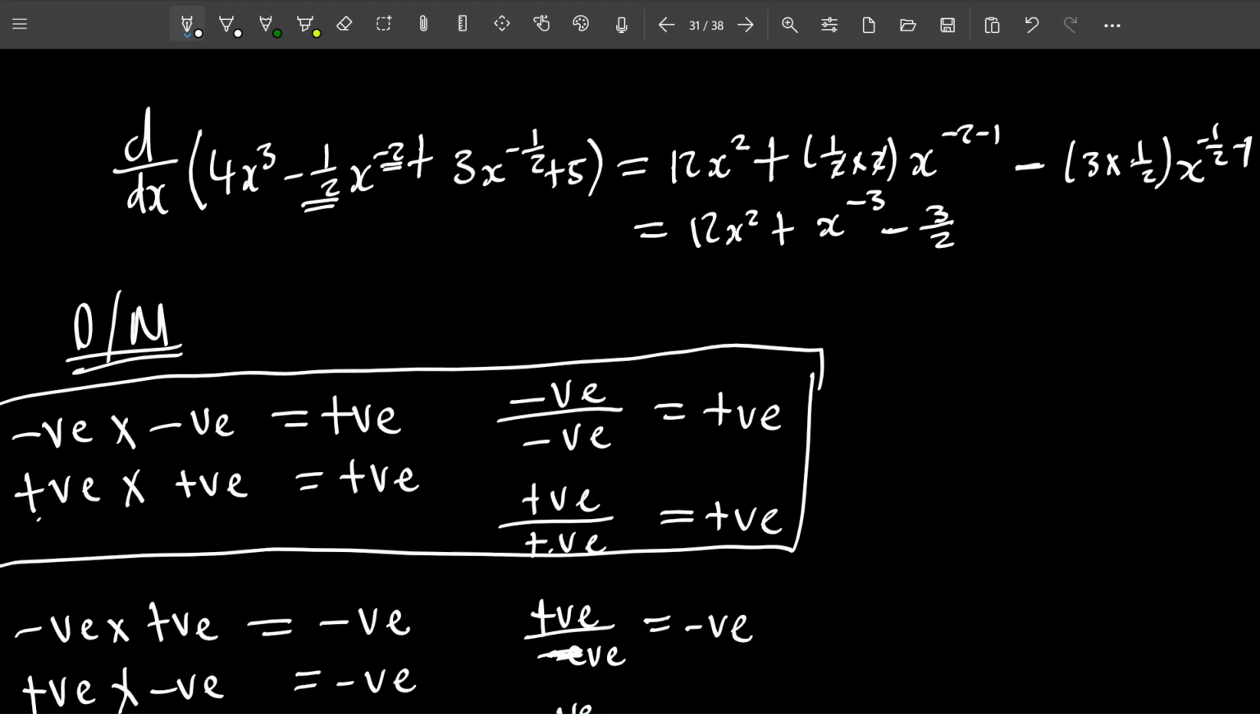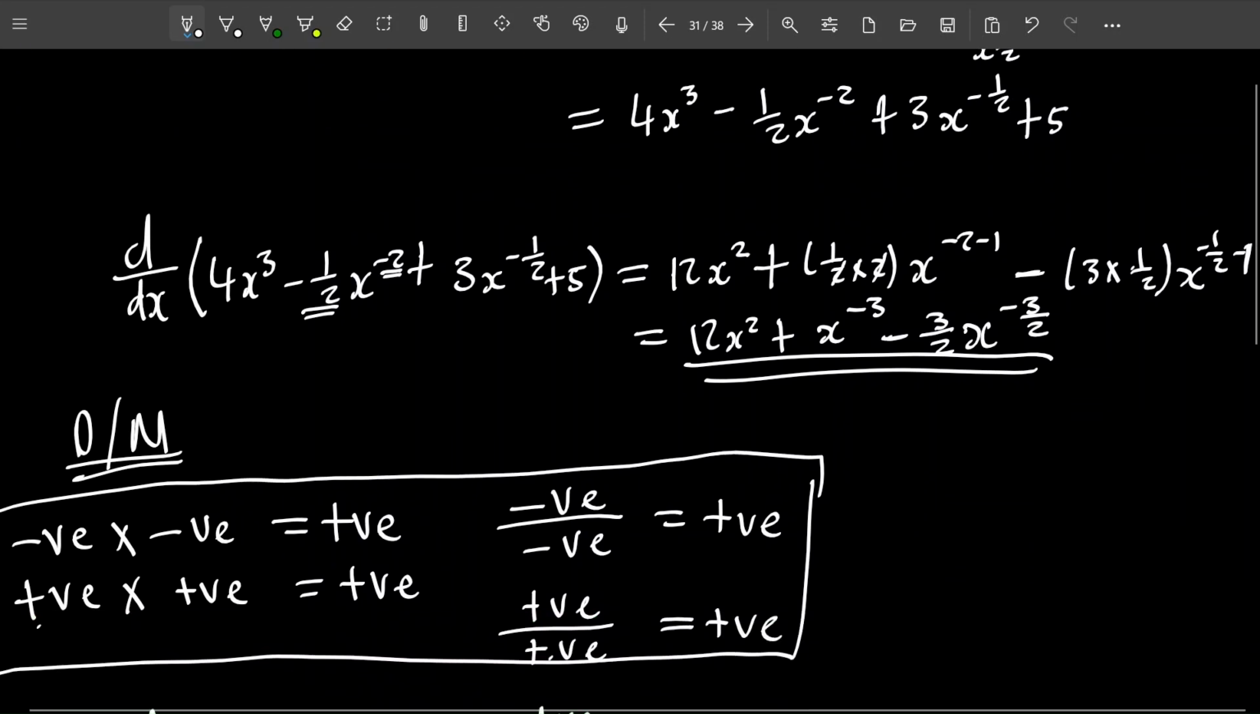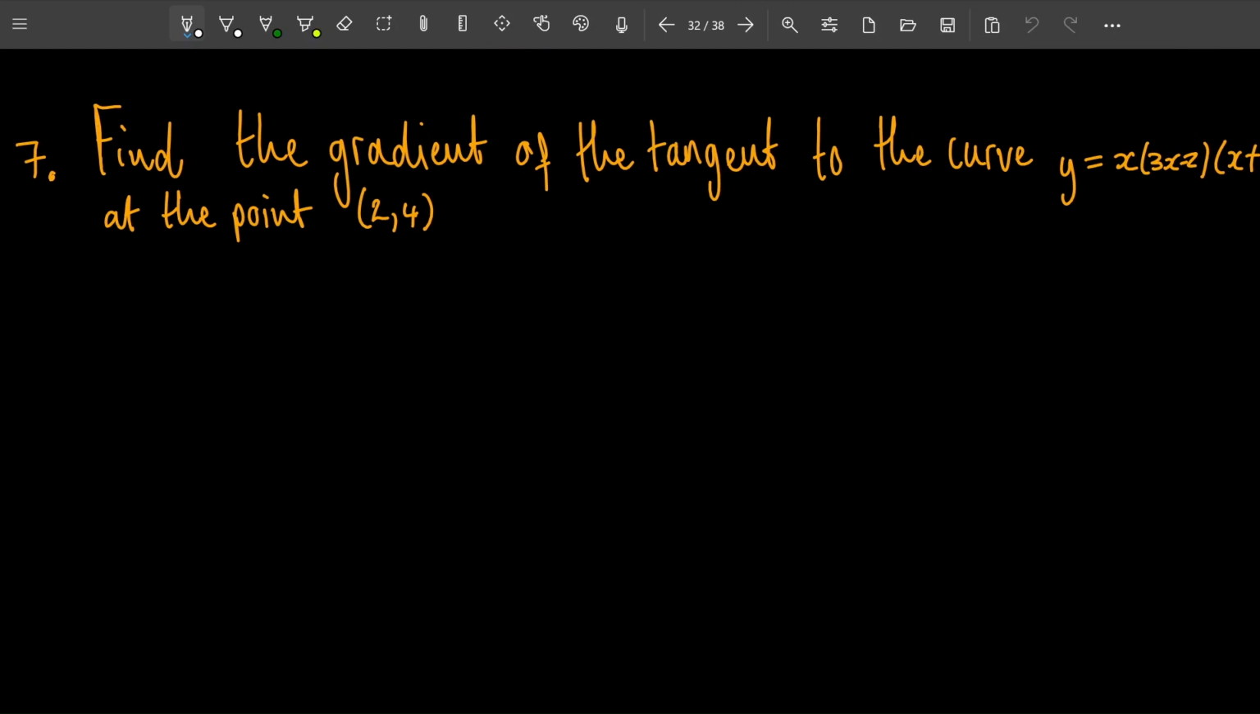When you multiply a whole number and a fraction, the whole number multiplies the top. So it's going to be 3 by 1 is 3 over 2. And then x is going to be to the negative half minus 1. So we now have x to the negative 3 over 2. And this would be your final solution. Questions? No questions. That's the derivative. You get your marks. Last two questions.